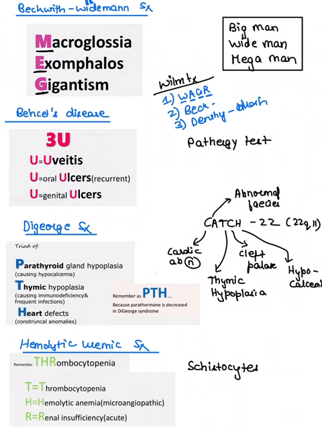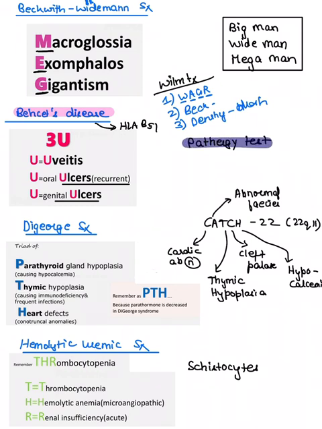Now coming on to Behçet's disease. So Behçet's disease, what is important? It is linked to HLA-B51. And what happens in Behçet's disease? You have a triad of 3 U's: uveitis, recurrent oral ulcers, and genital ulcers. And you have a test that is positive. Can you recall guys? It is the pathergy test.